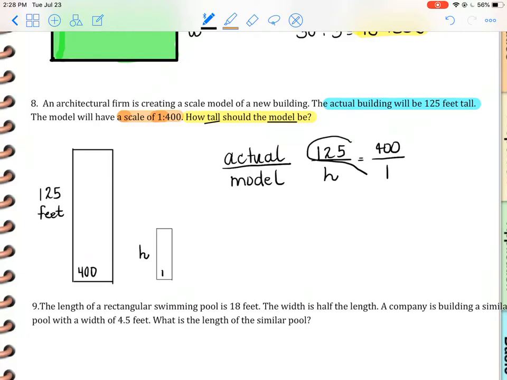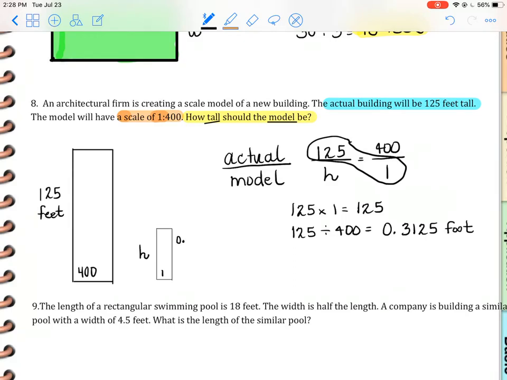So when I do 125 times 1, and then 125 divided by 400, and I know this looks weird, just hang with me here. 125 divided by 400, you get a decimal. That's okay. We're talking about approximately 3/10 of a foot. And you can put that down there. You can say that baby is this tall.